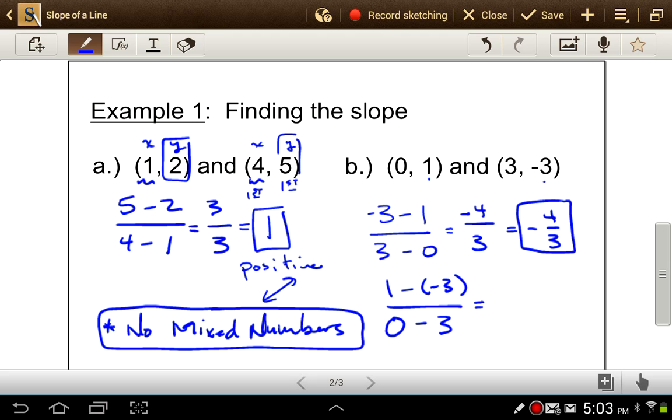Okay, when I do that math, 1 minus negative 3 is 4. 0 minus 3 is negative 3. Oh, look at that. 4 divided by negative 3 is negative 4 thirds. Either way, I get the same. And you can see that this will be a negative slope. So in your mind, if you were to graph this, you should know that your line should look like that. Okay, if you need to pause, go ahead. Otherwise, I'm going on to the last slide.